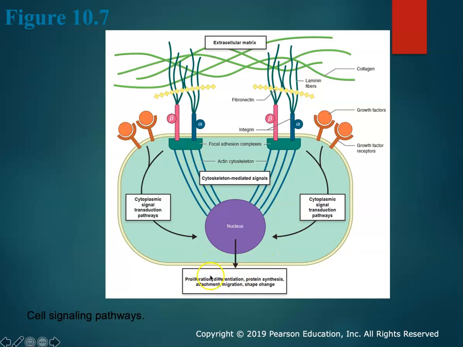So some of the effects that can happen are proliferation, differentiation, protein synthesis, right? Attachment, meaning attachment to the extracellular matrix, migration, right? Shape change. All of these are things that can happen as a result of this first messenger binding to its receptor. But a whole bunch of other things need to happen inside the cell before this effect can occur, right?